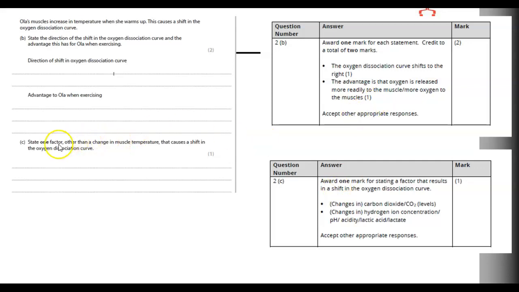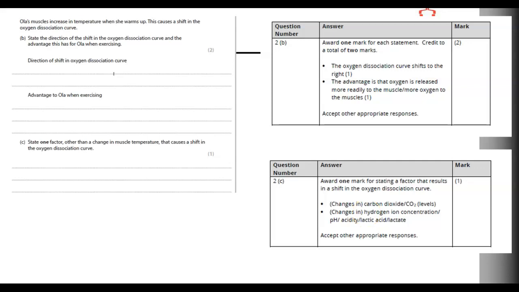This final question here, C, state 1 factor other than change in muscle temperature. This is when you should be recalling that memory hook, Dr. Taco. If I've got T, that's temperature, A, acidity. If I've got acidity, that means a low pH. So a change in pH or a low pH would cause a shift. And that final factor, we've got T, A, C, C, high levels of carbon dioxide. That results in that shift as well.